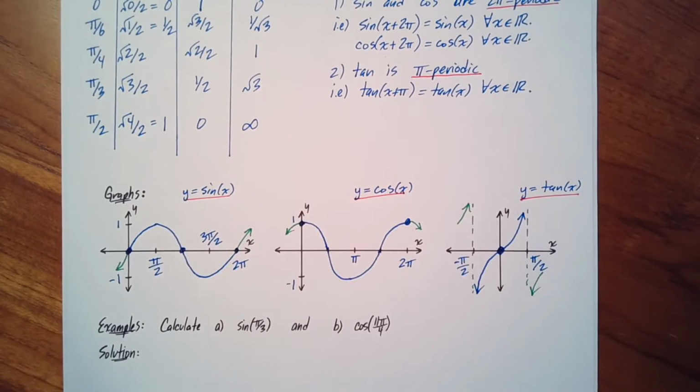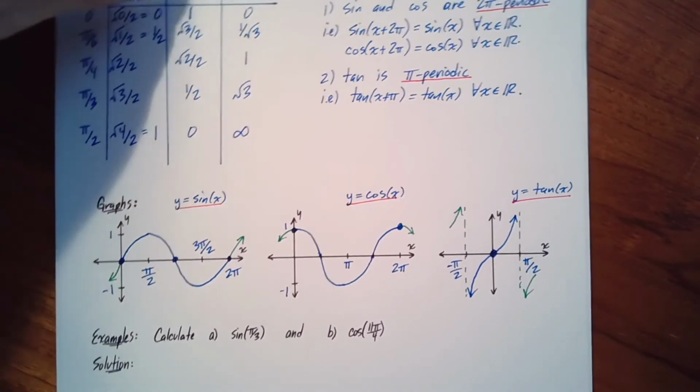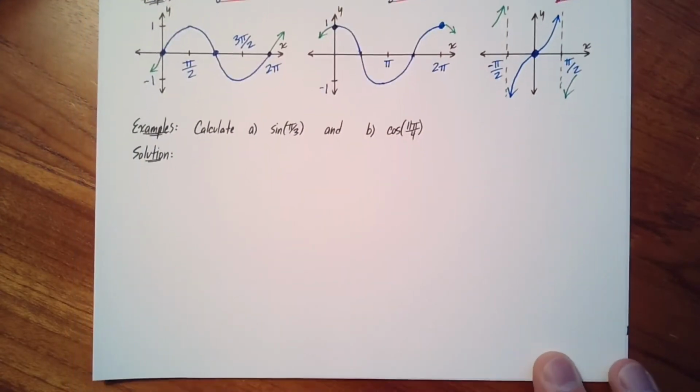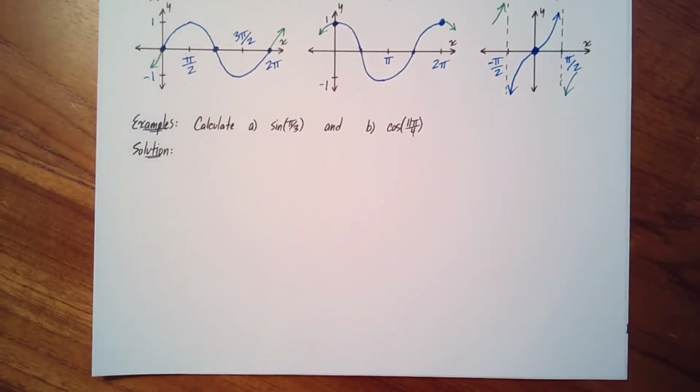I won't do the graphs of the reciprocal trig functions, but you can draw those graphs with certain techniques as well, but I won't get into that in this section. This is just a very rough review. Okay, so let's do a couple of examples where we evaluate trig functions at certain angles.